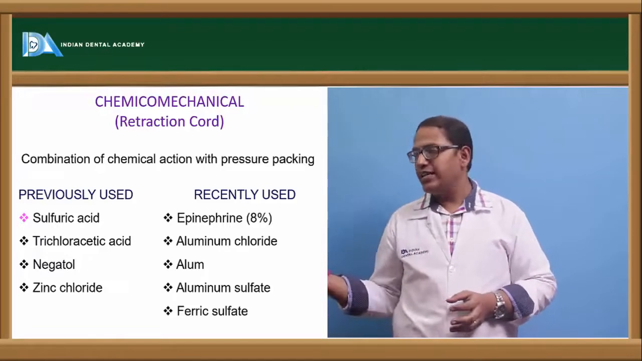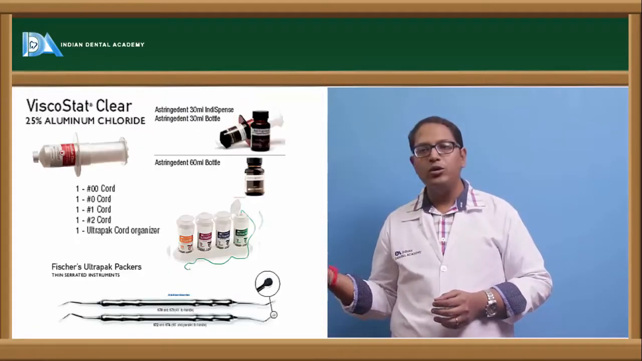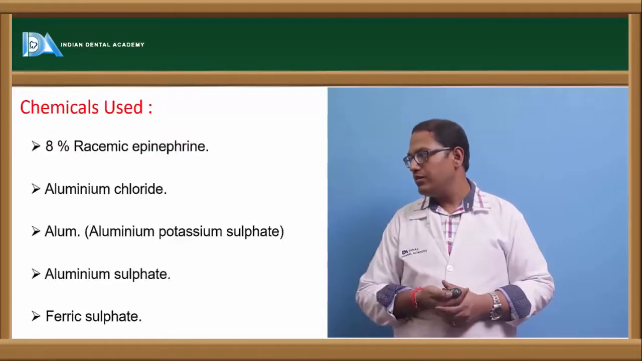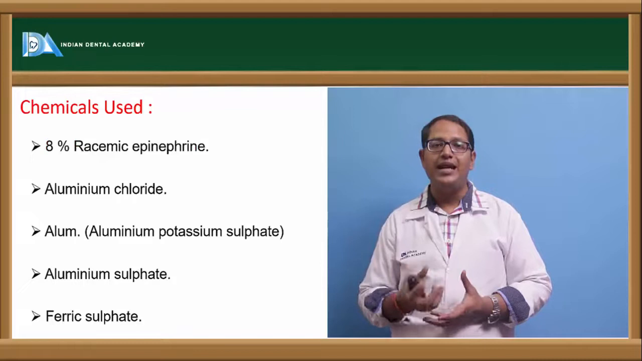Ferric sulfate is fast acting, so it requires only 3 minutes. Hence, as I told you, every chemical that is used has a different kind of reaction and a different time that has to be kept.